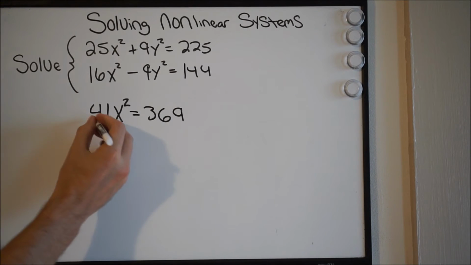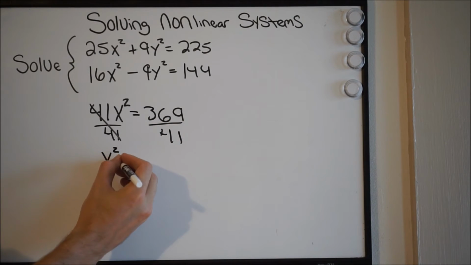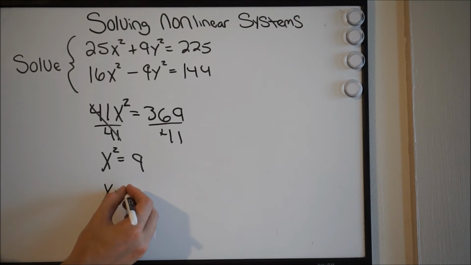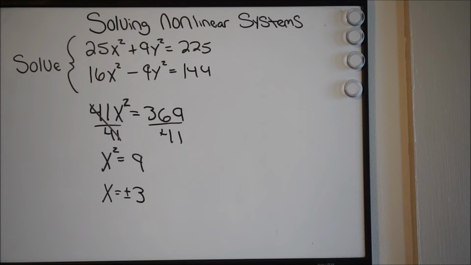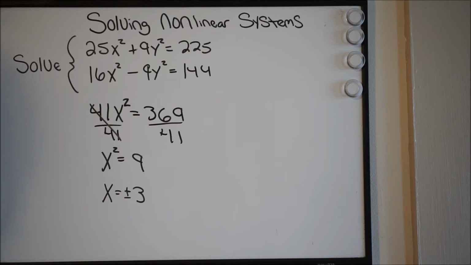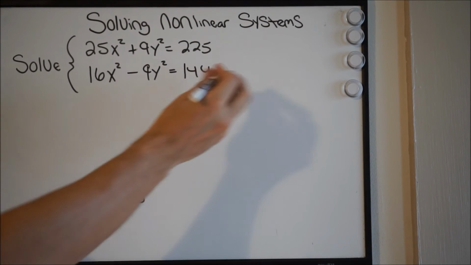So let's go ahead and do that. Divide by 41, divide by 41. We get x squared equal to 9. Take the square root on both sides. x will equal plus or minus 3. So we just found the x values, plus 3 and minus 3, of our solution. Now let's take these x values and plug them back into one of the originals. Let's go ahead and erase this. We know that x equals plus or minus 3.